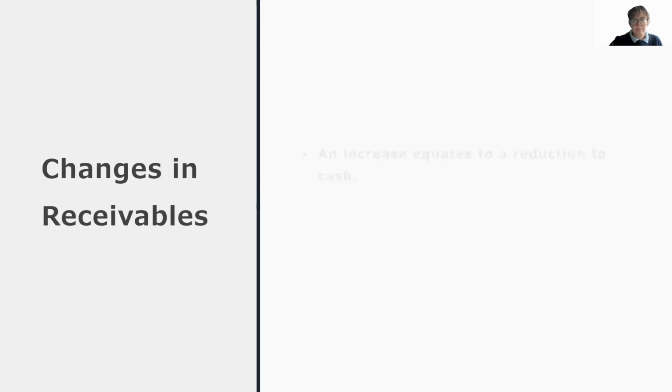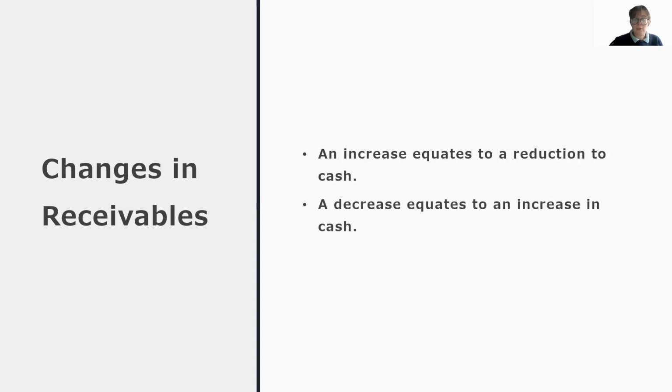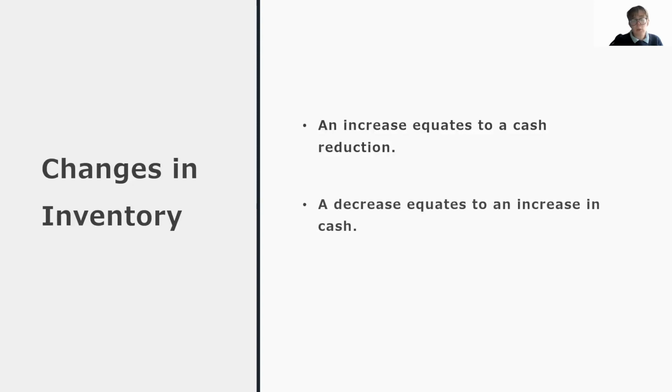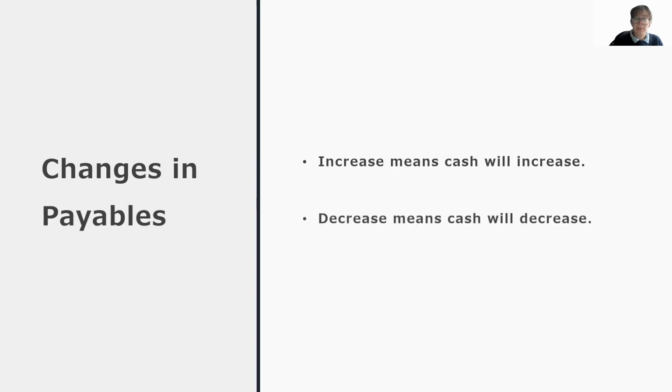Changes in receivables then. If our receivables increase, this is going to equate to a reduction in our cash, and a decrease is going to equate to an increase in cash. Similarly with inventory, an increase is going to equate to a cash reduction, whilst a decrease is going to equate to an increase in cash. Contrary, changes in payables then. If these increase, it's going to mean that our cash is going to increase. But if they decrease, it means our cash will also decrease.